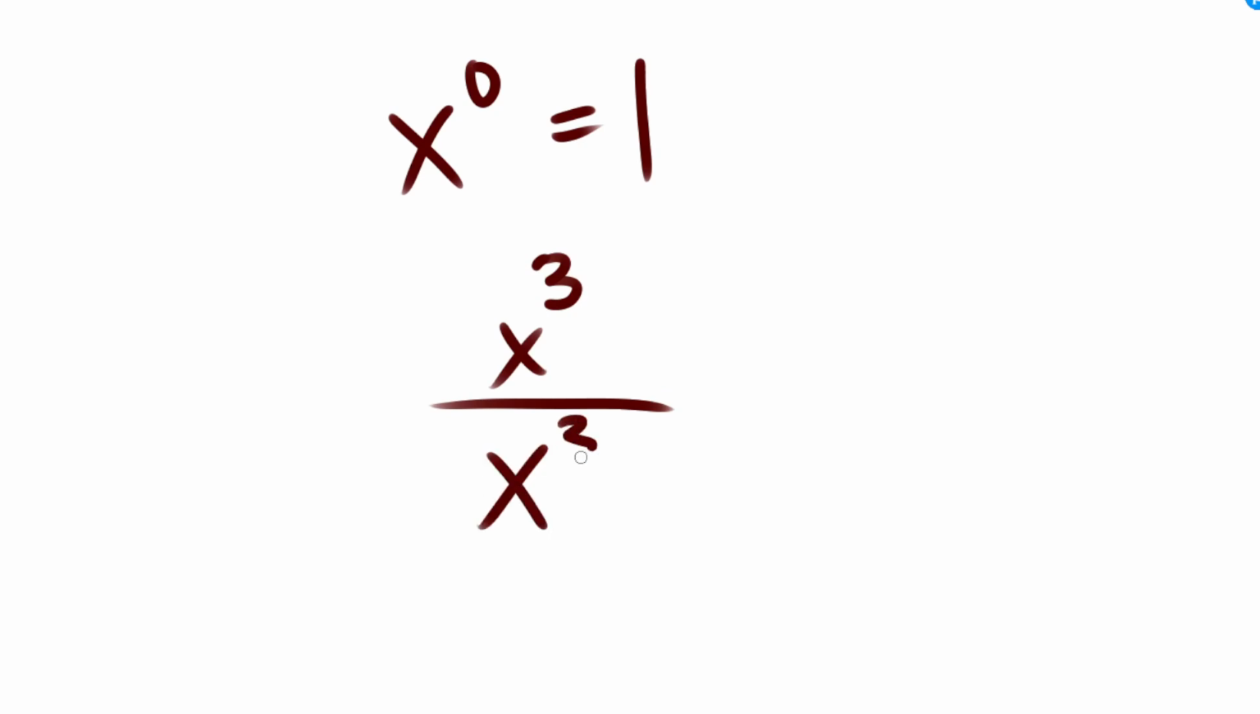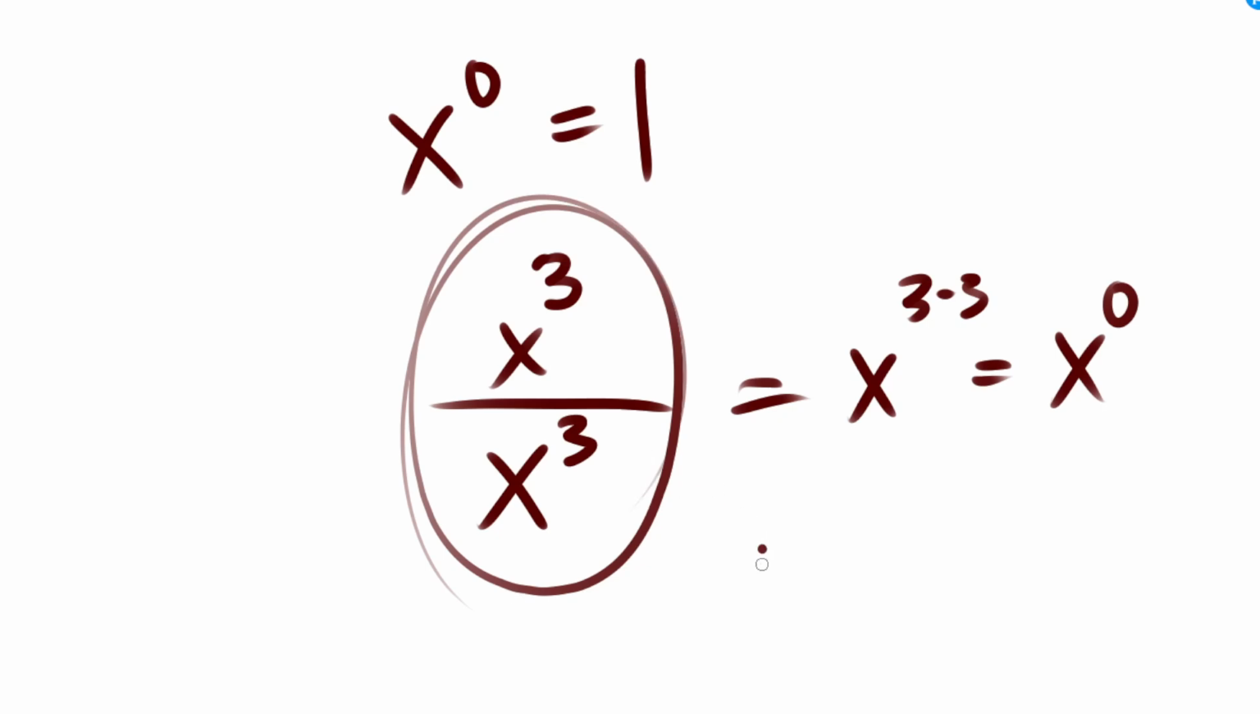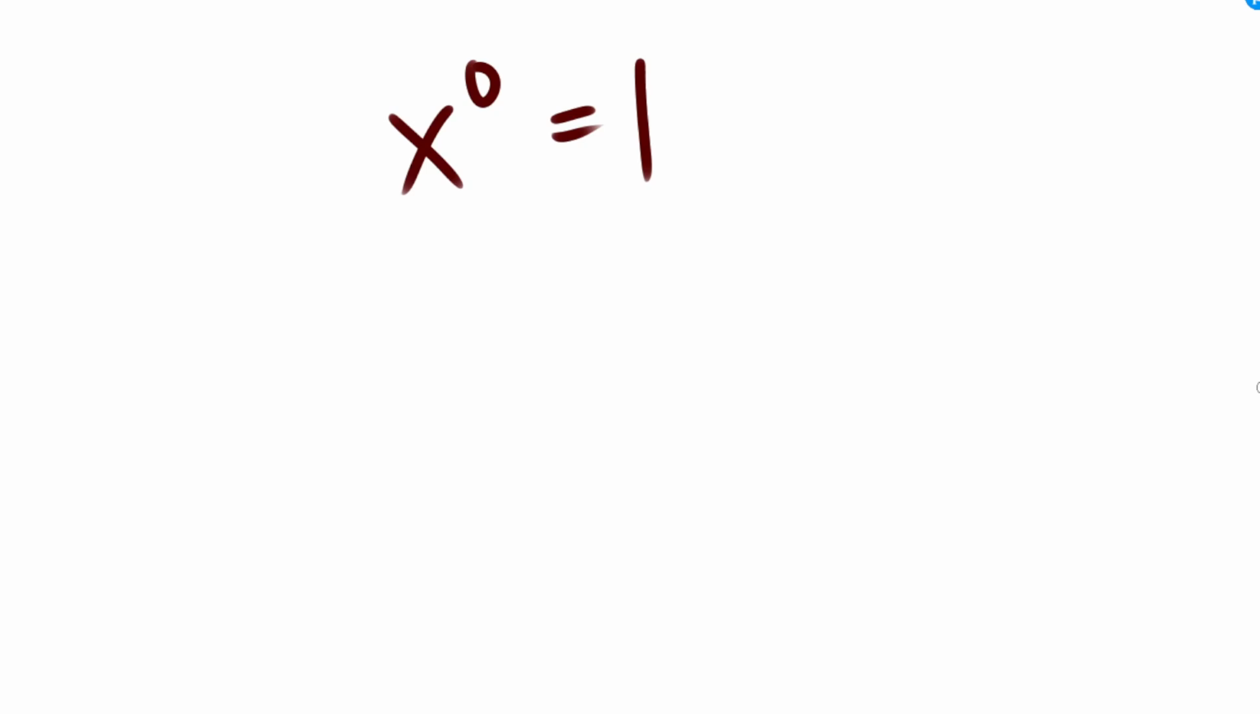If you have something like x to the 0, it will always equal 1. The reason why this exists is because of our previous rule. If you have something like x to the 3 over x to the 3, that's exactly the same as saying x to the 3 minus 3, which is the same as saying x to the 0, right? But anything divided by itself is equal to 1, right? So that will always be the case. If you have anything to the 0th exponent, it will equal 1.